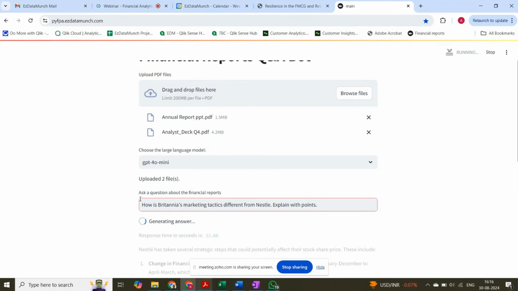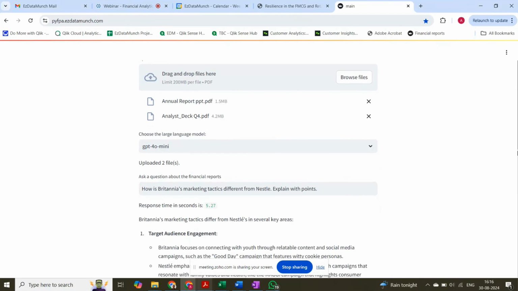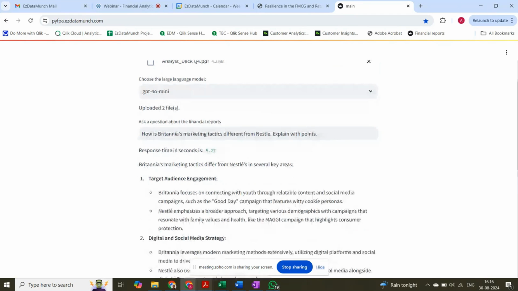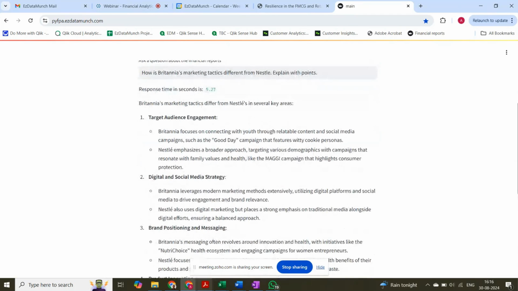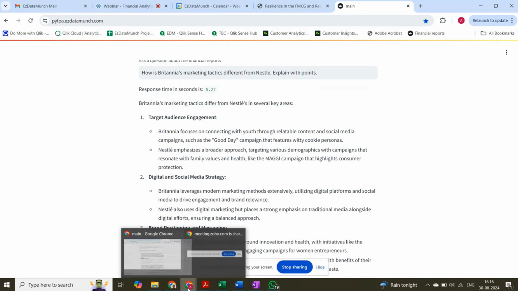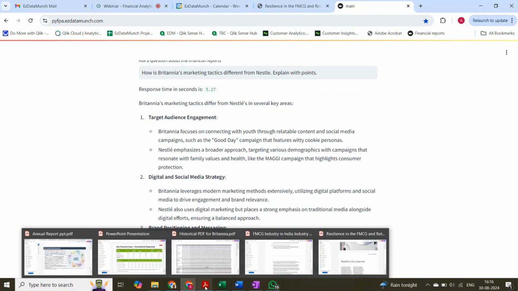Now this is plain English. I don't know what Britannia's marketing tactics were, but I want to compare both of them. Now it is looking at it and intelligently coming back with some response. So obviously Britannia has a Good Day campaign. So what it is now correlating is it is looking at Britannia's Good Day campaign is primarily connecting with youth through social media campaigns. Is that true? Let's look at it.